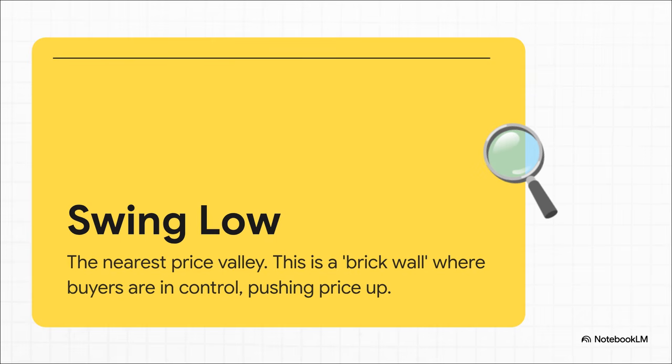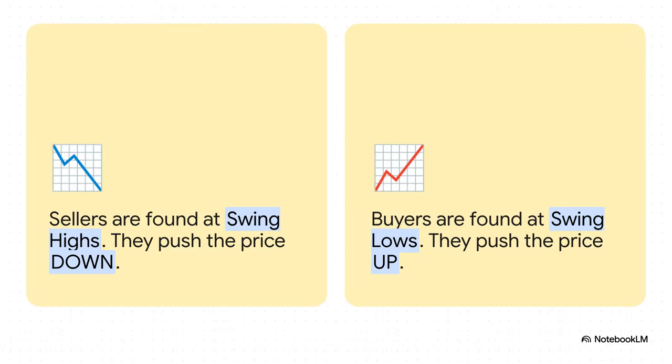And a swing low? Well, you guessed it. It's the complete opposite. It's the nearest valley in price. This is the other brick wall, but this one is made of buyers. This is the spot where buyers said, nope, not going any lower, and they stepped in and pushed the price right back up. This is their turf. So let's just boil this down to the absolute basics. Sellers, they're found at the swing highs, and their job is to push the price down. Buyers, they're at the swing lows, and their job is to push the price up. That's it. Your chart markup is literally just mapping out this battleground.